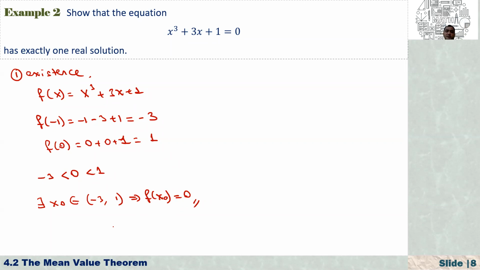Okay, which means that we have a root, maybe more roots. Now, on the other hand, uniqueness. I'm going to show that it is unique, that it's only one. So what is f prime of x? f prime of x is equal to 3x squared plus 3, right?